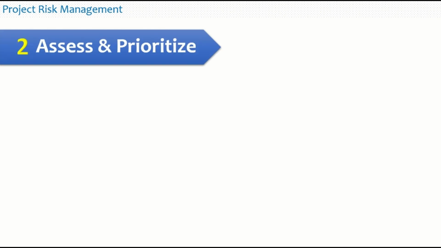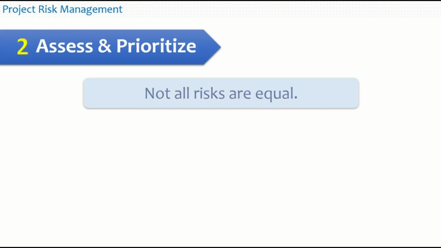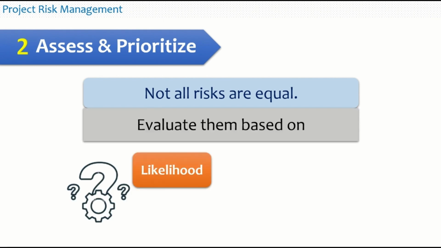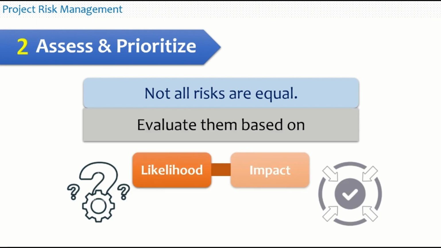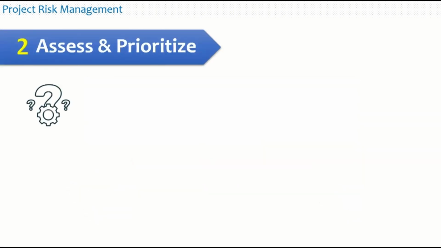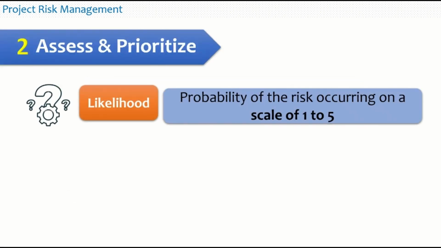The second step is to assess and prioritize the list of risks. Not all risks are equal. Evaluate them based on the likelihood and their impact. Likelihood means the probability of the risk occurring on a scale of 1 to 5. A very likely risk will have a score of 4 or 5, and a very scarce type of risk, which is not very common for a particular type of project, may be rated as 1.